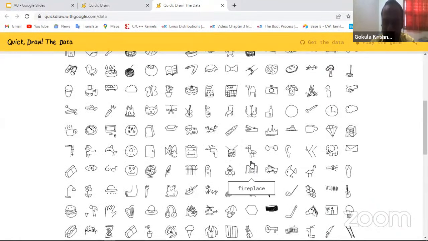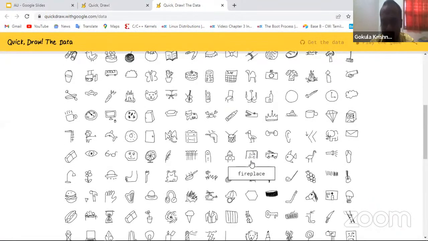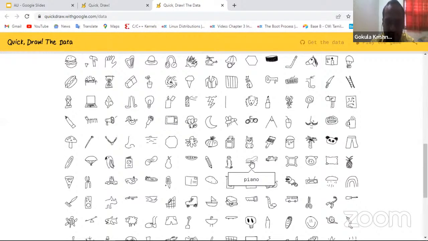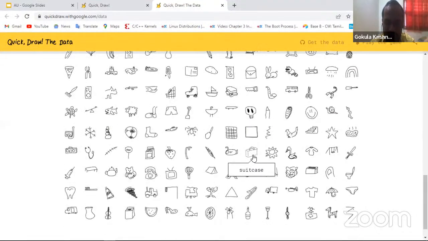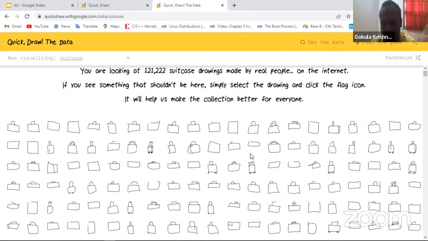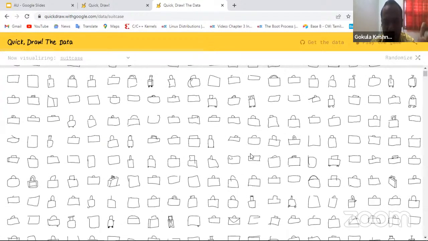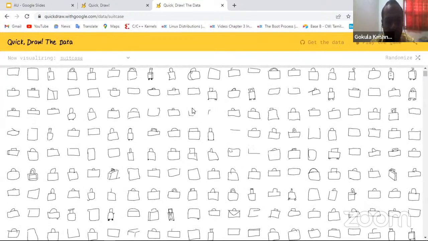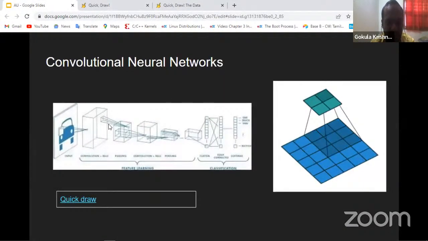Many people, like me, like what I did now, have actually tried it and gave the data to this algorithm. So for suitcase, there is one drawing like this. And if you see, a lot of similar drawings have been given. And what the algorithm does behind is essentially the same thing.